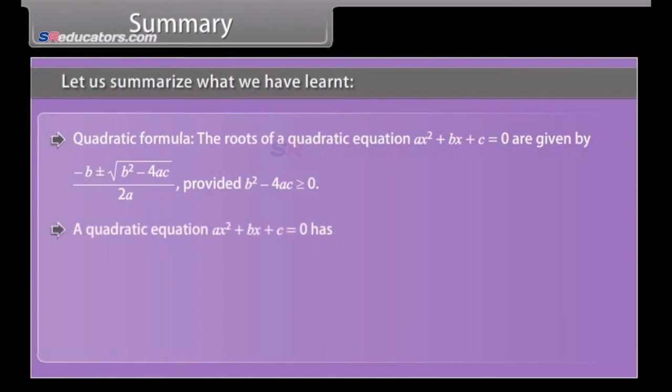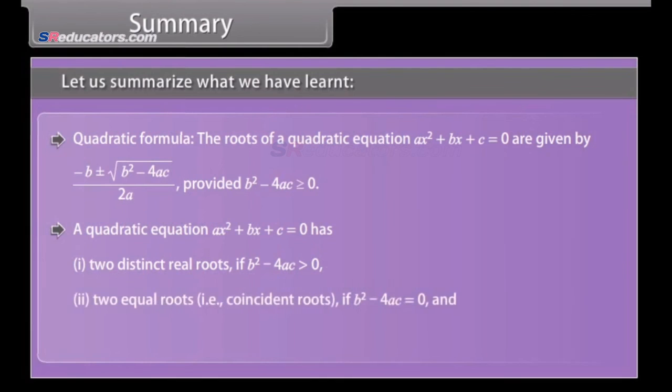A quadratic equation ax² + bx + c = 0 has 1. Two distinct real roots if b² − 4ac is greater than 0. 2. Two equal roots, that is, coincident roots, if b² − 4ac is equal to 0, and 3. No real roots if b² − 4ac is less than 0.